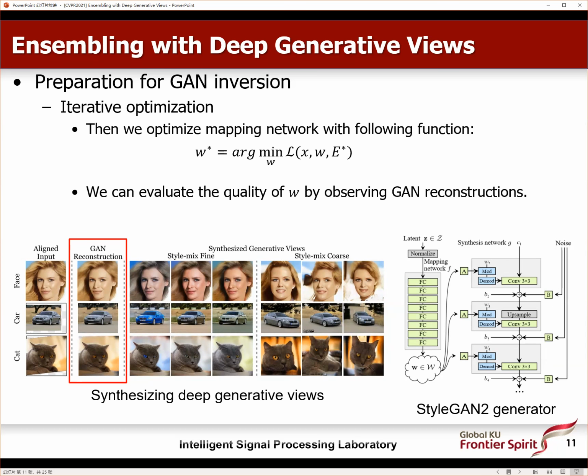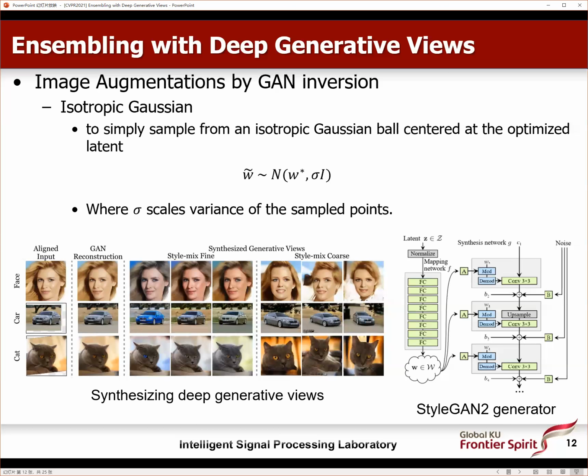So we can evaluate the quality of W by observing the GAN reconstruction results here. So this is the third step. So we have already done the mapping from a real image to the latent vector. This is the first step. And then for the second step, we want to do some manipulations on this latent vector W.